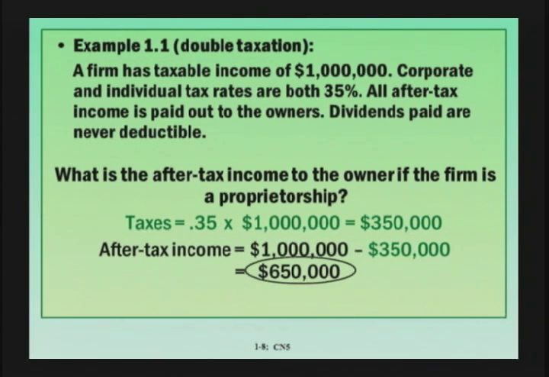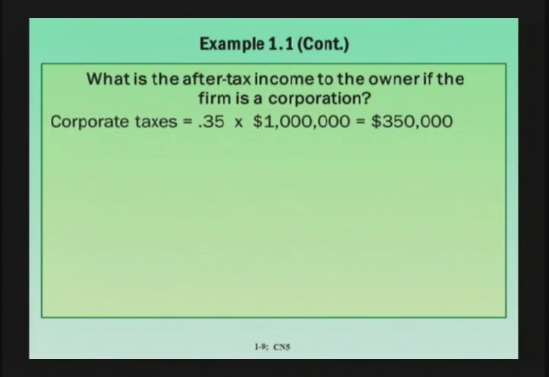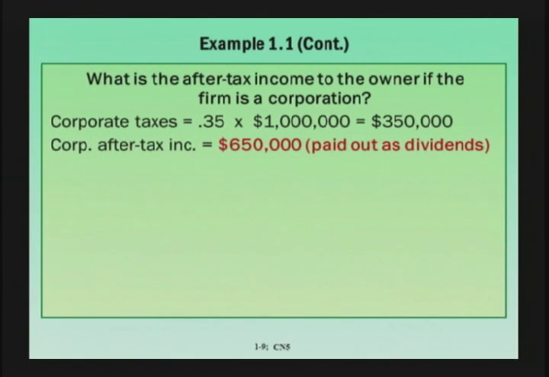Now, if this same firm did business as a corporation and had $1 million of taxable income, then since the corporation is a separate taxable entity, we're not dealing with an S corp here. We're dealing with a regular C corporation where it is a separate tax-paying entity. Then the corporation would send $350,000 to the IRS, and the corporation will be left with $650,000 after taxes. So far, that's the same as the proprietorship.